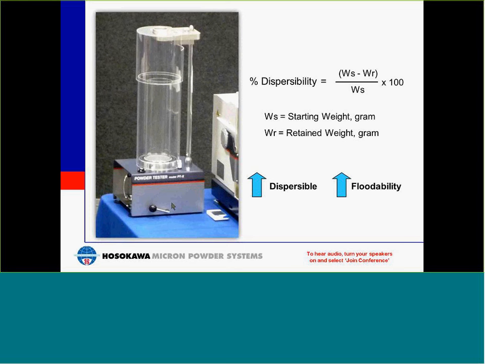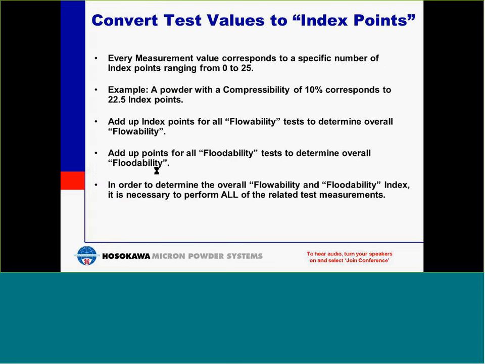Converting to the index points, or the Carr index points, each of the measurements that we just discussed has a maximum point value. Those maximum point values depend upon whether you're using uniformity or cohesion; the total can be either 100 or 85. To demonstrate that, you have the angle of repose, with an index value of 25, 25 for compressibility, 24 for spatula, and then cohesion maximum 15, giving a total index value of 89 points.